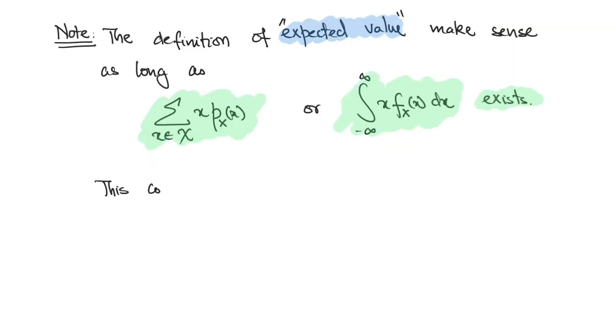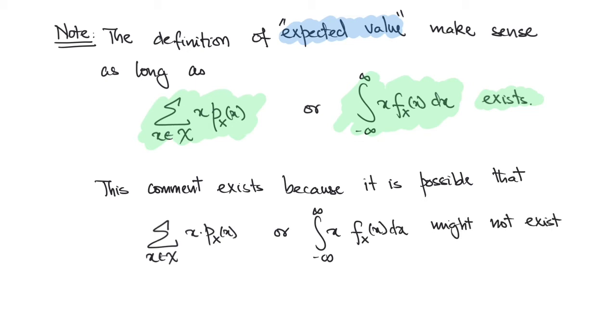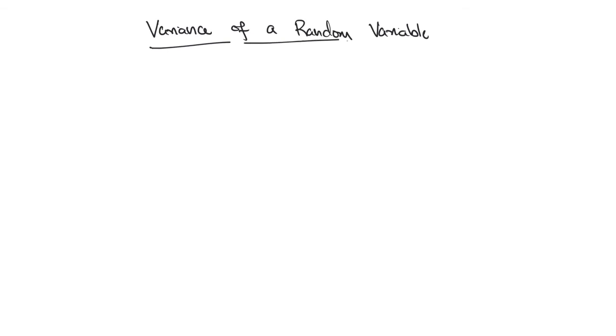Okay, so this comment exists because it is possible that we could have a random variable for which either the integral or the sum might not exist. We can use the idea of expected values to move on to calculating the next important parameter for a random variable, which is the variance of the random variable.